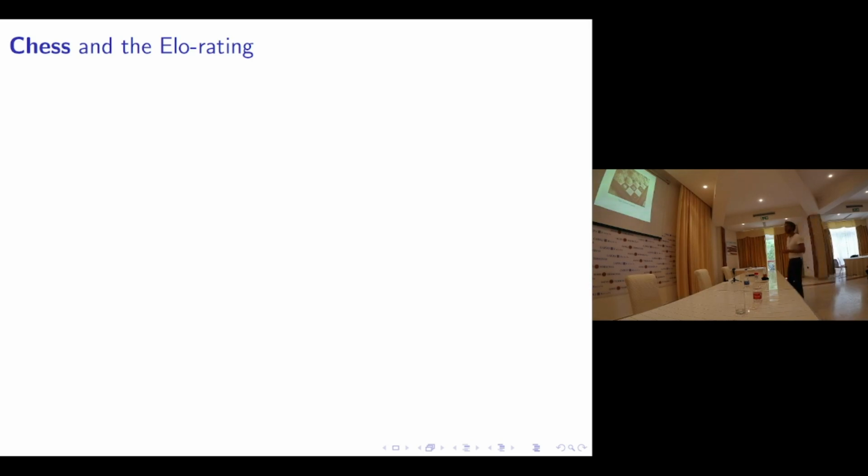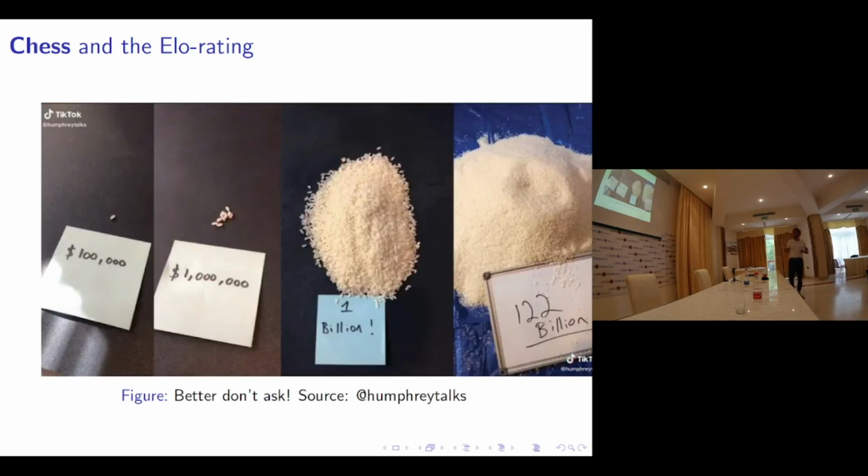Some years later, rice is used to explain how rich Jeff Bezos is. And it looks quite similar. So this is his income, and this is 100,000. And this has nothing to do with my talk. I was just looking at the memes and trying to find the rice chessboard, and then I remembered this TikTok video by Humphrey Talks.